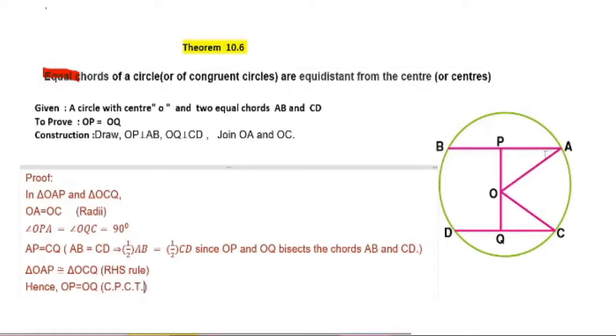Similarly, we can prove it if there are congruent circles. You understand what a congruent circle is? Congruent circles means if two circles have the same radii, or two circles have the same radius, they are known as congruent circles. So if there are two congruent circles, then you can use a similar process and prove the theorem. This is about theorem 10.6. Now we will move to theorem 10.7.